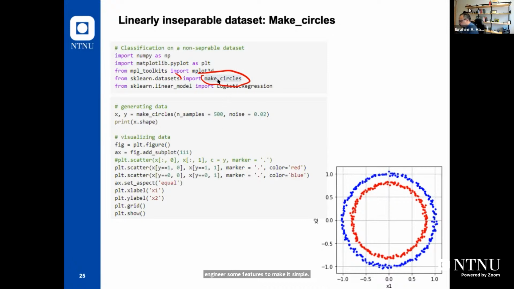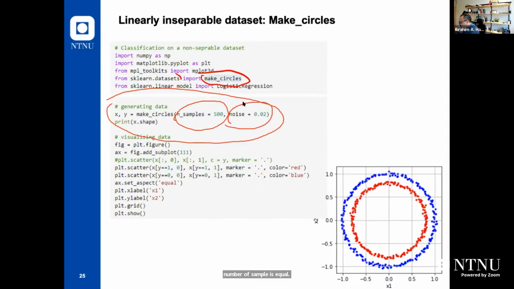We will use this function which is called make_circles. We import it from sklearn.datasets. We also need to use a logistic regression model, which is a very simple one. So first we need to generate my data set. We need to use this function, make_circles. We need to define the number of samples, so for example, n_samples equal 500. And this is also the amount of noise, right? When you increase this amount of noise, there will be some overlap between these two classes.